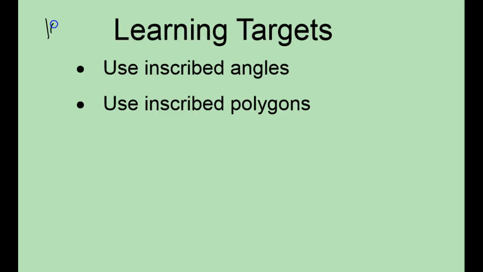All right, here we're looking at section 10.4, and these are our two learning targets for today. First, we're going to use inscribed angles, and then second, we're going to look at some inscribed polygons. And remember, a polygon is a shape that has many sides. So we're going to look at some special polygons that we can inscribe in a circle.